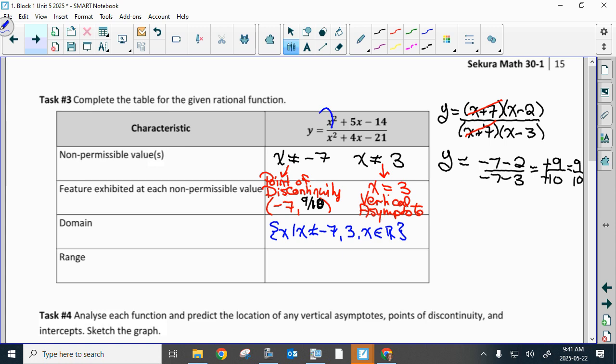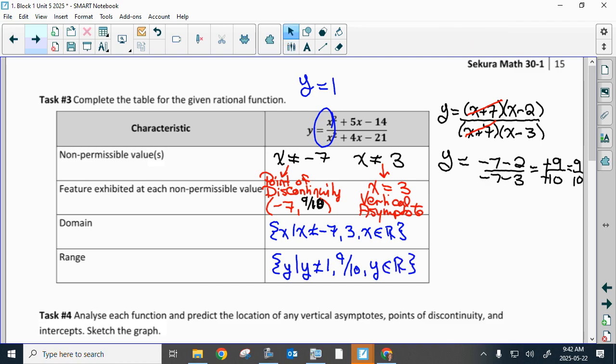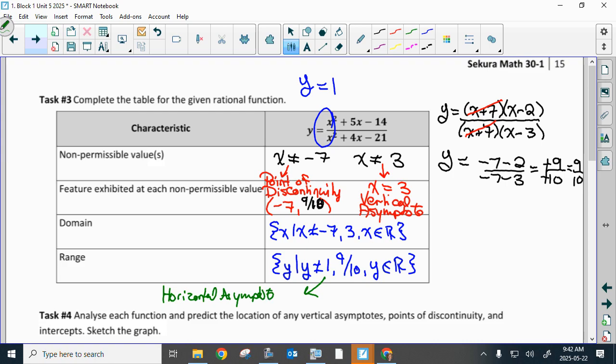Guys, don't forget that there is a horizontal asymptote at y equals 1. The degree on the top is the same as the degree on the bottom. So when you're finding your range, you have to state both the horizontal asymptote and the y value of the point of discontinuity. So any horizontal asymptote becomes part of the range. And then any y value of point of discontinuity.